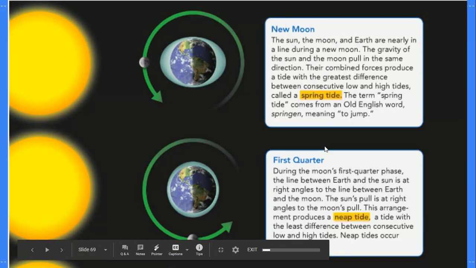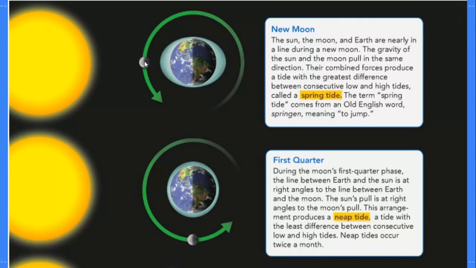Okay, so now you're back to me. I hope you enjoyed that video. These pictures here look similar to the pictures in the video. Now last week you learned about the phases of the moon, and when the moon is in this position between the sun and the earth, we have a new moon.